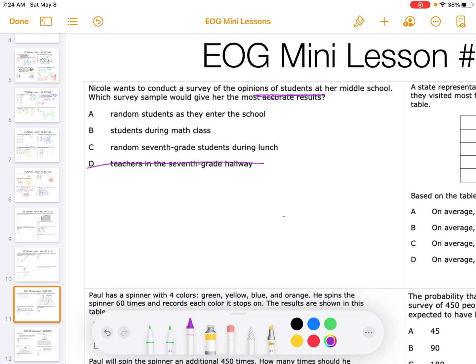If I choose random students as they enter, that would give everybody an opportunity because that's at middle school. She doesn't want just 7th graders. During her math class, okay, so I've got random students as they enter the school or students during math class. Well, not everybody is probably taking math. Random students as they enter school, well, everybody as they enter school is going to get an opportunity to be possibly selected. So that's A.